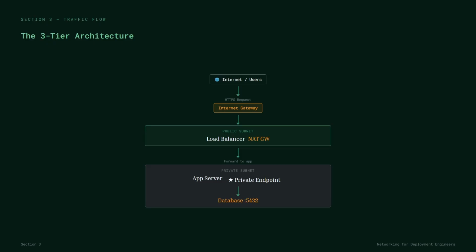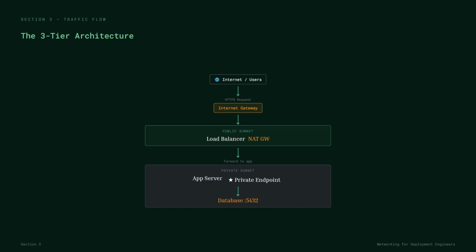First one is internet gateway. The internet gateway is the front door of your VPC. It's attached to the VPC, not to any specific subnet, but only subnets with a route pointing to it, the public subnet, can use it. It handles both inbound and outbound public traffic.